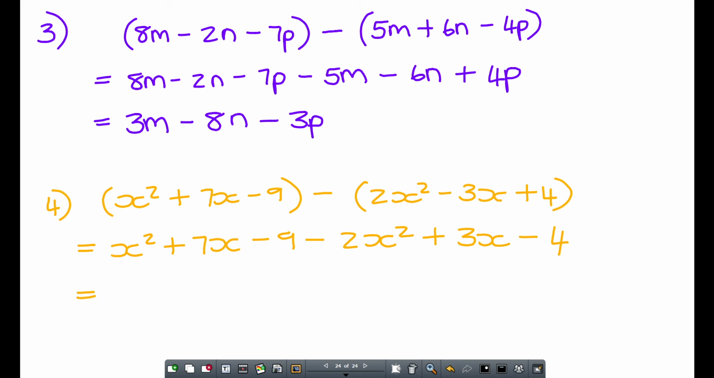Let's start with the x squareds. This is actually 1x squared, right? So 1x squared minus 2x squared is going to give me minus 1x squared. But you could also just write minus x squared. Okay, now the normal x's. So I've got 7x plus 3x is going to give me 10x. Then normal numbers, minus 9 minus 4 is going to give me minus 13. All right, any questions?